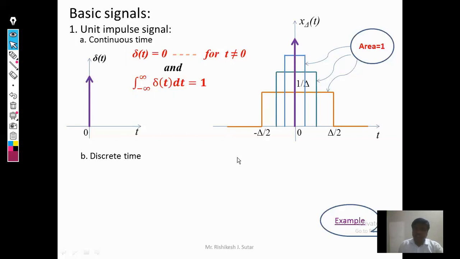Now let us go for the discrete time. For discrete time, it's very simple. You can write its notation as delta of n is equal to 1 for n equal to 0, and it is equal to 0 for other values.